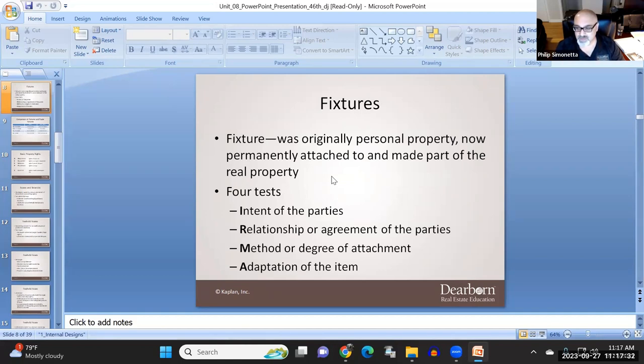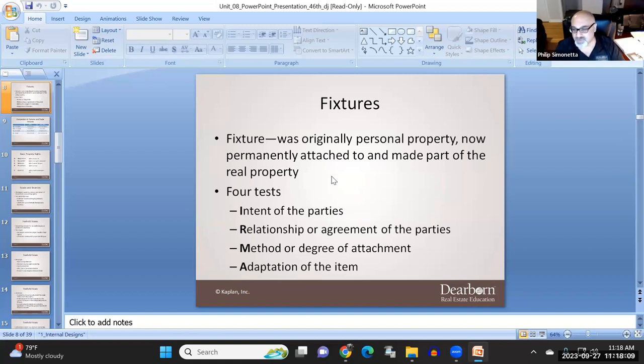So if you have a listing and you put in the listing agreement and the listing language, washer and dryer not included, chandelier not included. That's the intent of the party, right? It's intended not to be included. The relationship or the agreement of the parties. Well, if the buyer and seller know it's not included, they agree, right? Method or degree of attachment. If it's a washer and dryer, you take it off easy, right? If it's furniture that's built into the wall and if you take it out it's going to make a big mess, now you can't really take that, right? So I'm just using an example.